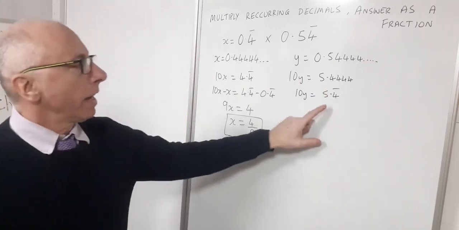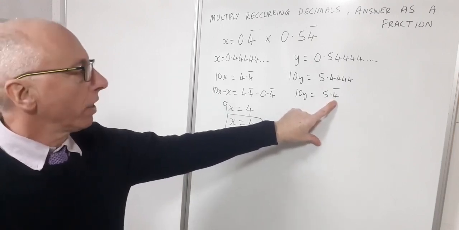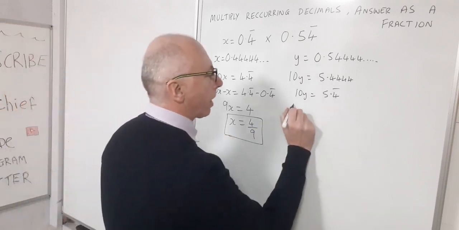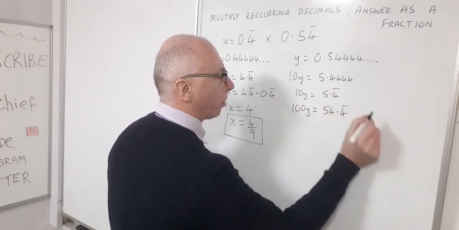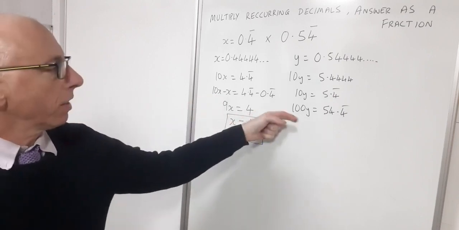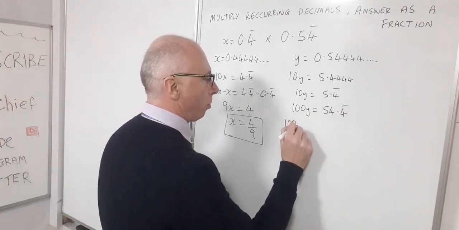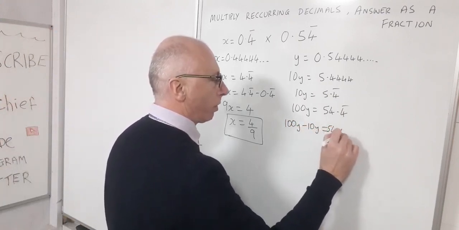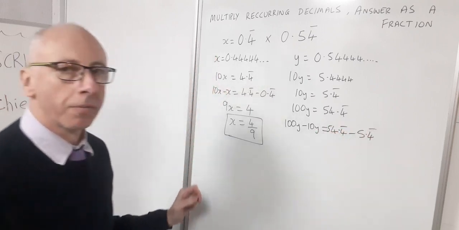Okay, now what I want to do is try and get a term to get rid of this 4 recurring. So now I'm going to have to multiply by 10 again. So now I'm going to have 100y equals 54.4 recurring. So now, as I did on this one, I can subtract these two and get rid of my recurring. So 100y minus 10y equals 54.4 recurring minus 5.4 recurring.